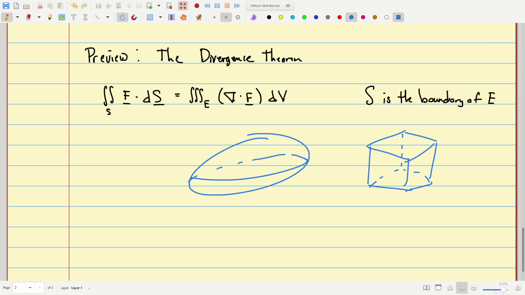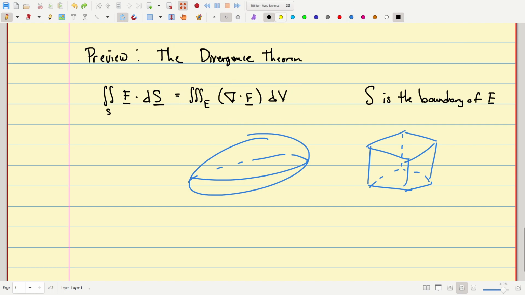Basically, what the divergence theorem says is that the flux through the boundary is equal to the divergence integrated over the entire volume. Okay?